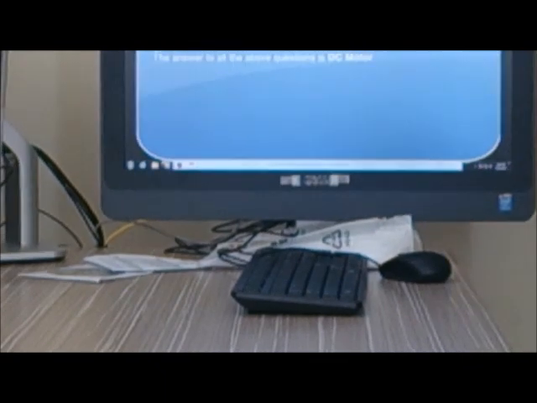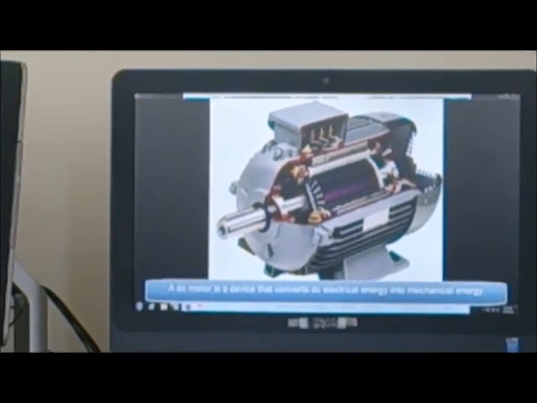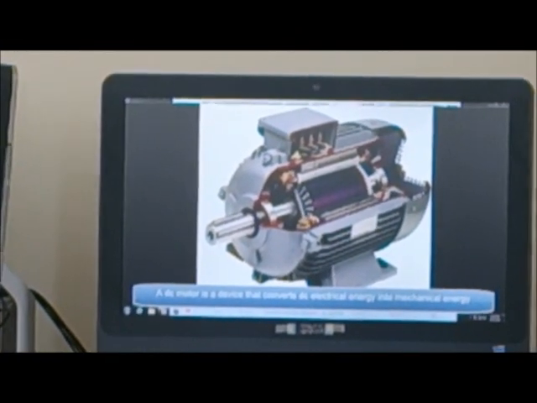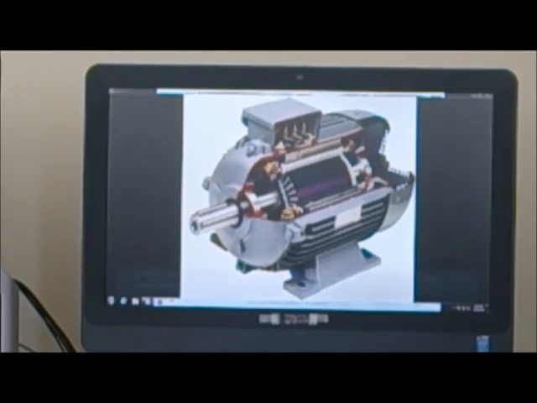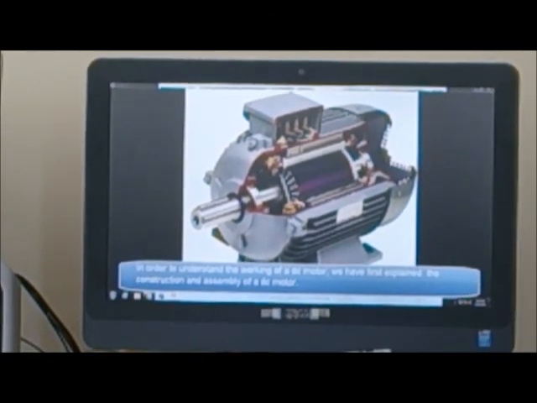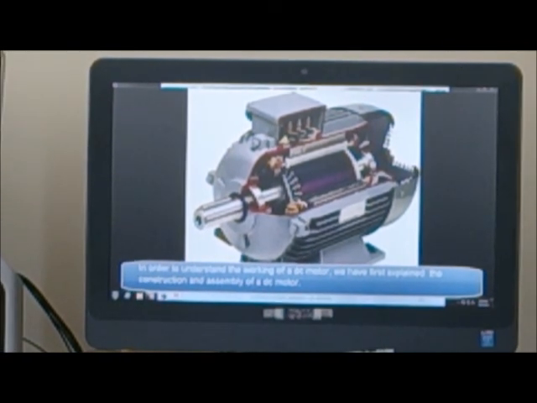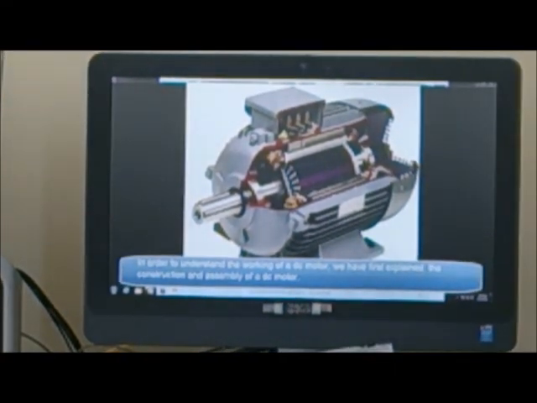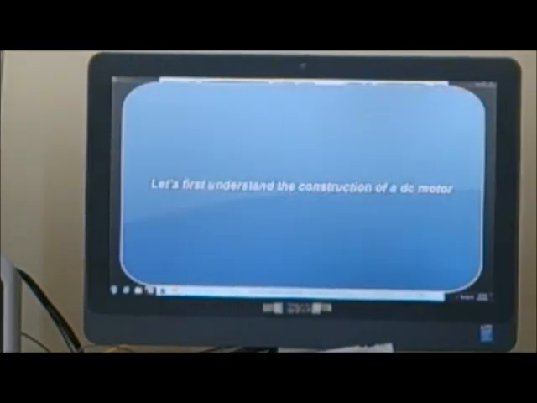Toy cars, etc. work? The answer to all the above questions is the DC motor. A DC motor is a device that converts DC electrical energy into mechanical energy. In order to understand the working of a DC motor, we first explain the construction and assembly of a DC motor. Let's first understand the construction of a DC motor.